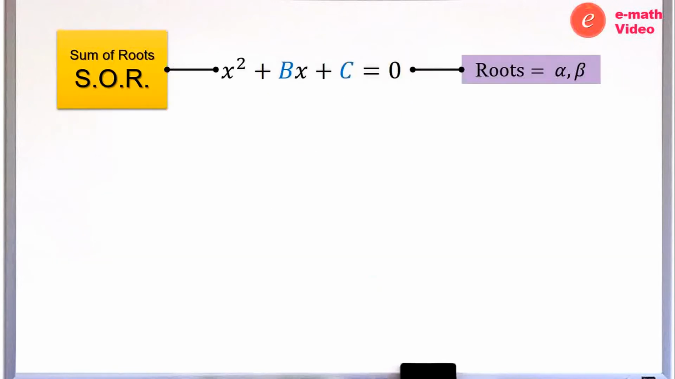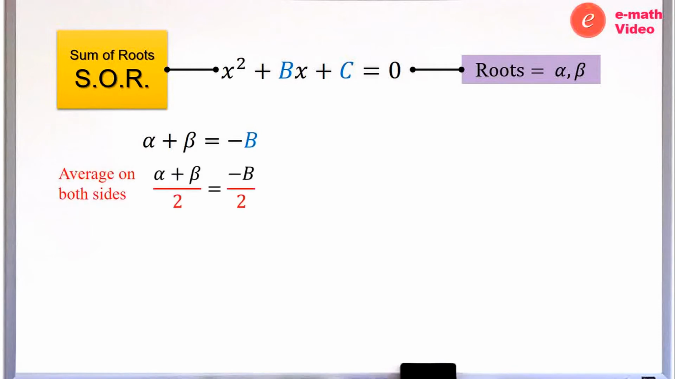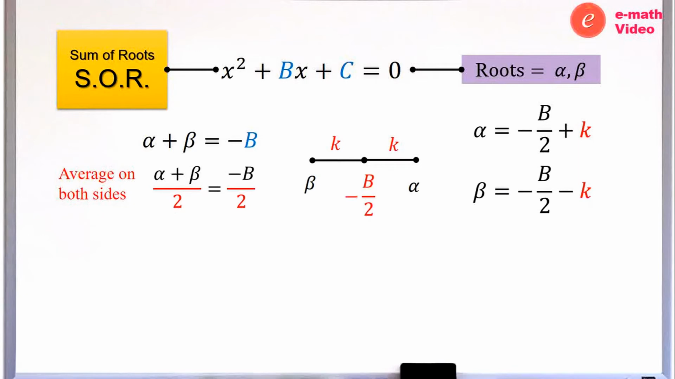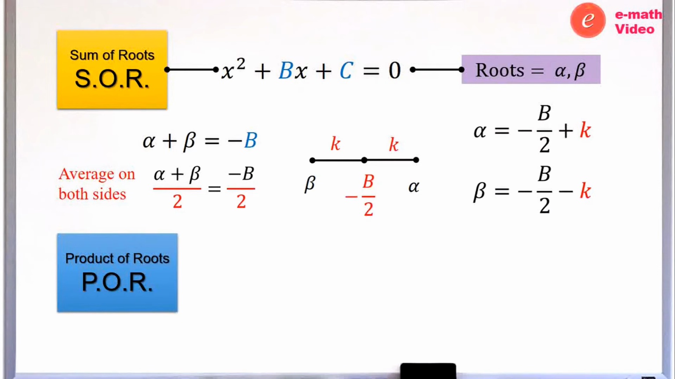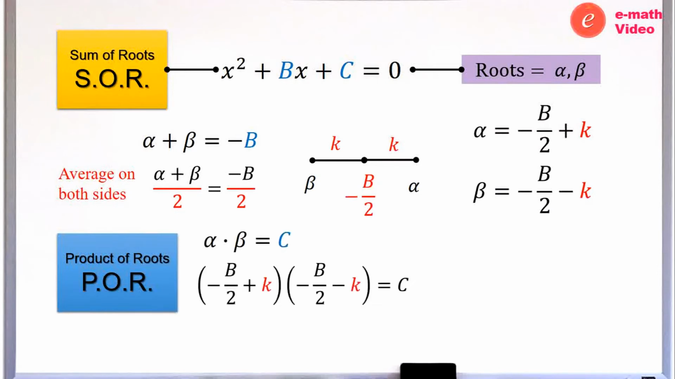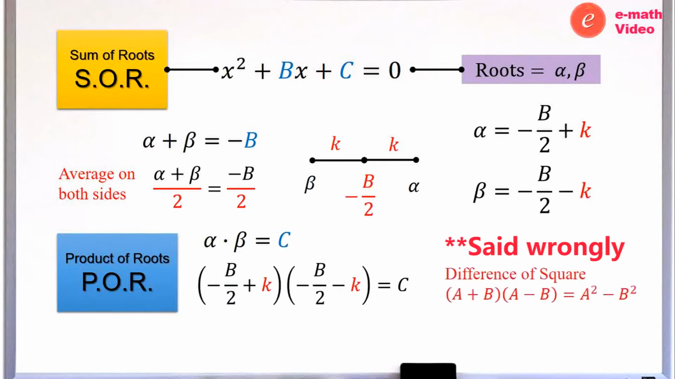By the concept of sum of roots, alpha plus beta equals -b, which means the average of alpha and beta is -b over 2. We can write alpha equals -b over 2 plus some increment k, and beta equals -b over 2 minus the same increment k. Then, by the concept of product of roots, alpha times beta equals capital C, and we simply multiply these two brackets together. This is convenient because we can use the difference of squares formula.